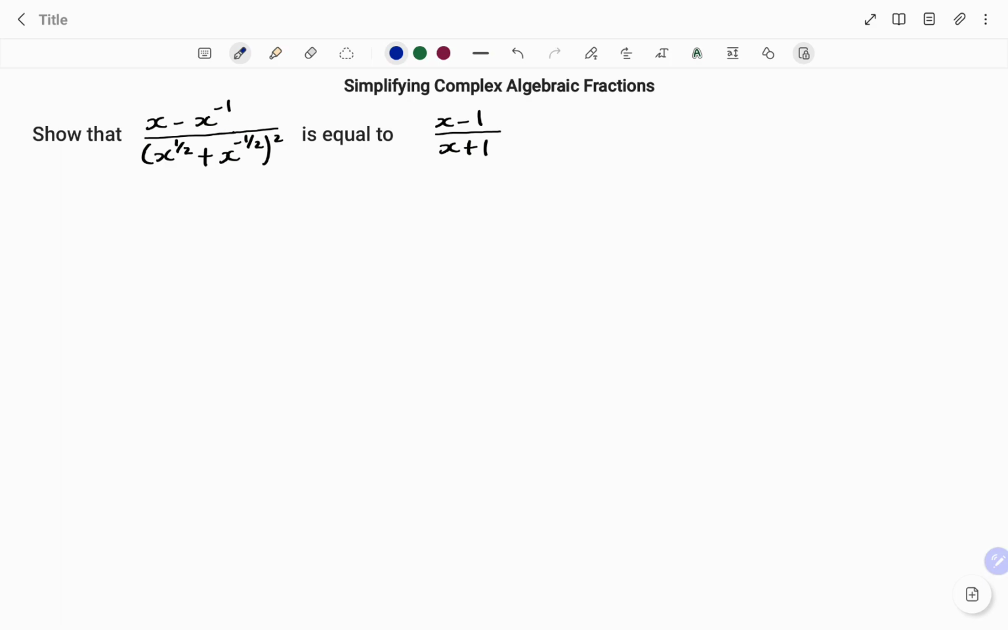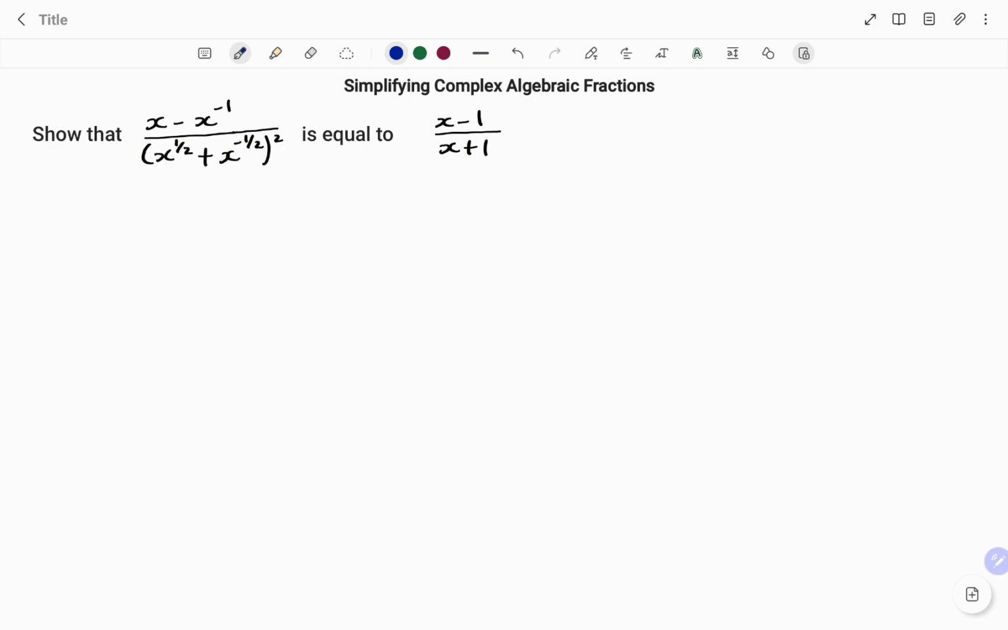The example says, show that (x - x^(-1)) divided by (x^(1/2) + x^(-1/2)), all squared, is equal to (x - 1) divided by (x + 1). I'm going to prove from my complex side, which is the left-hand side.